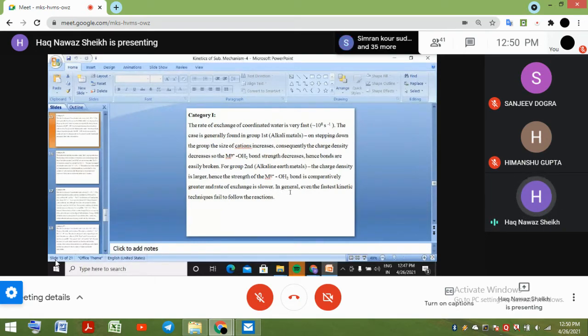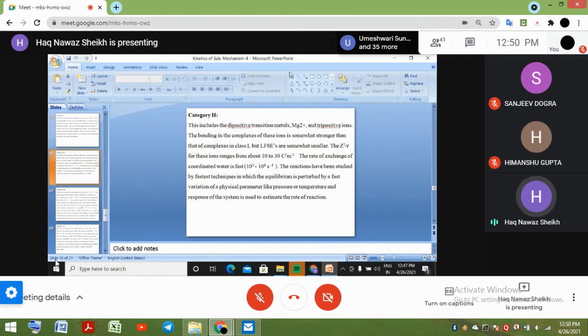In general, even the faster kinetics fail. You don't have the techniques; you can't monitor the kinetics of these reactions by traditional tools. Special techniques, fast flow methods, automatic techniques, even those techniques fail to monitor such reactions because the reactions take place in microseconds. 10 raised to the power 8 per second is the rate constant. This is a huge rate, fast reactions.